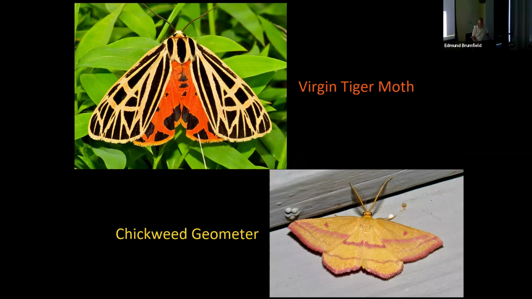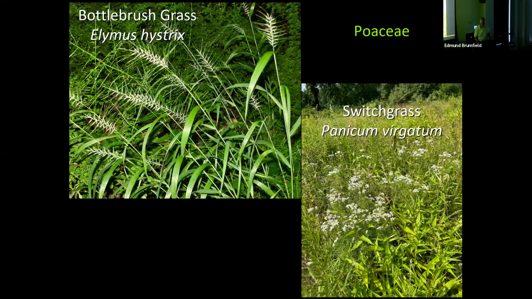And then the chickweed geometer, which people often see as they walk across weedy areas. It's a very common thing, particularly at Sandy Hook. You go to Sandy Hook, you'll see lots of chickweed geometers. We can't forget grasses and the Poaceae, lots of grasses. I'm just showing you two here. Bottle brush grass, which is the host plant for things like northern pearly-eye. It's a beautiful grass, by the way. It's a nice thing to plant.